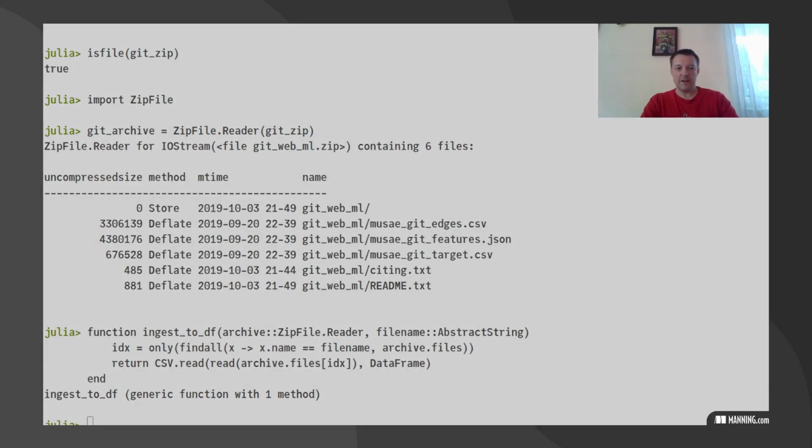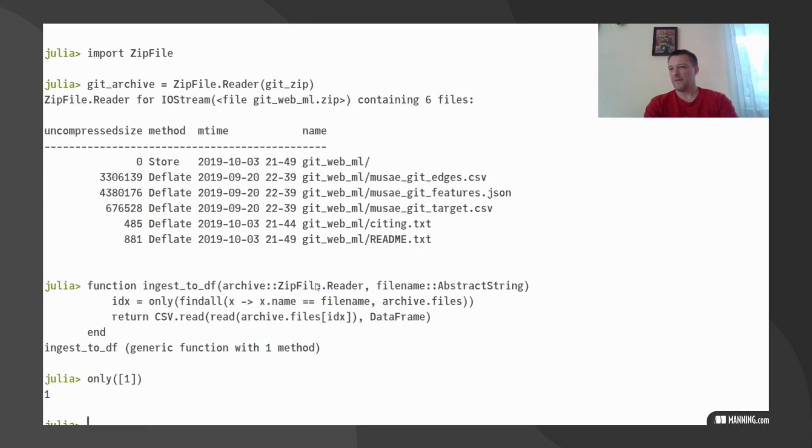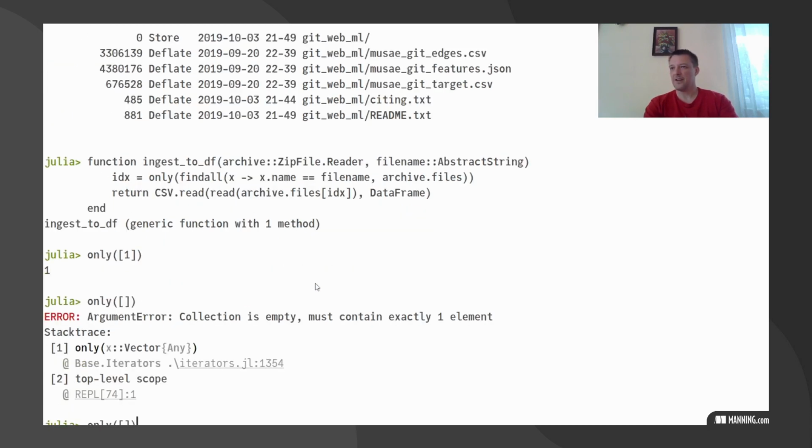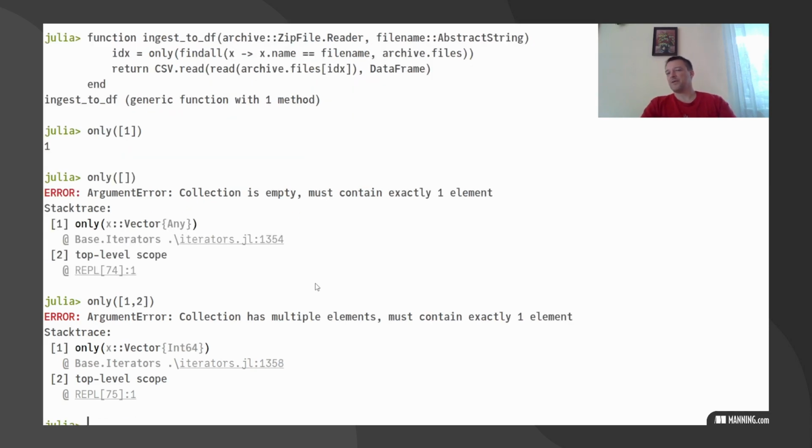Maybe before I move forward, let me just show you how this only function works, if some of you have not seen it. For example, if I write only 1, then I get 1. But if I had an empty collection, I get an error. And if I have a collection that has more than one element, I also get an error. So that's why I use this only function here, to make sure that I have passed a file name that is exactly matching one element in my zip repository.